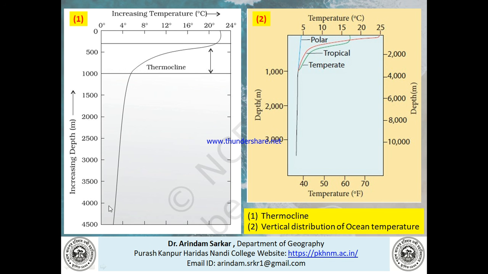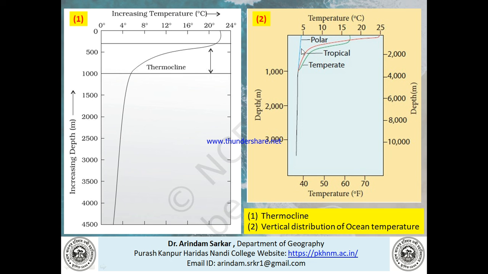That is the increasing depth, and that is the temperature line. In the surface water, temperature is around 23 degrees centigrade, and it has declined for the depth to about 3 to 4 degrees centigrade. This diagram is very significant, because we can understand the temperature difference across the vertical layers of the ocean in different climatic zones.